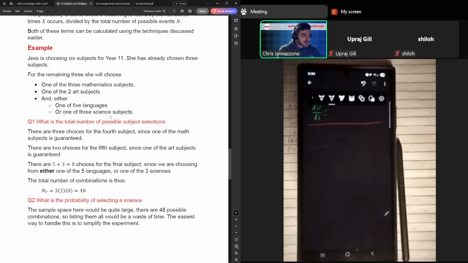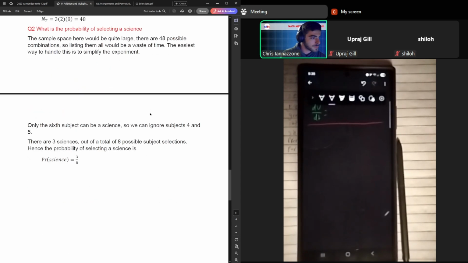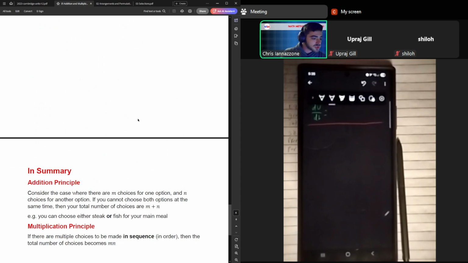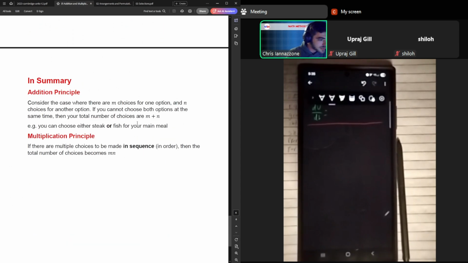Otherwise, you'd have to figure out how many of these 48 total combinations contain sciences. That gets a little bit more complicated. Those are the basics there. Anything you'd like me to dive into any deeper?